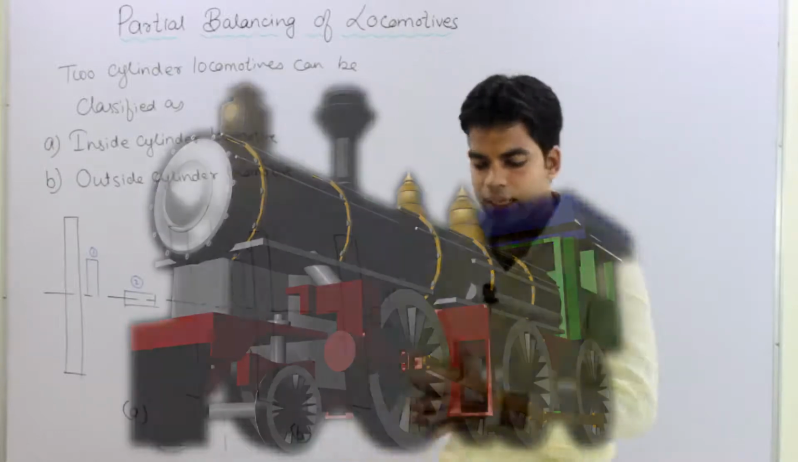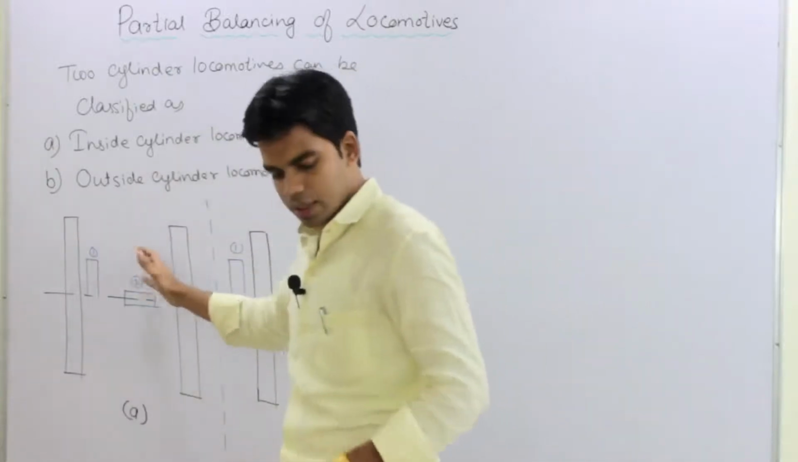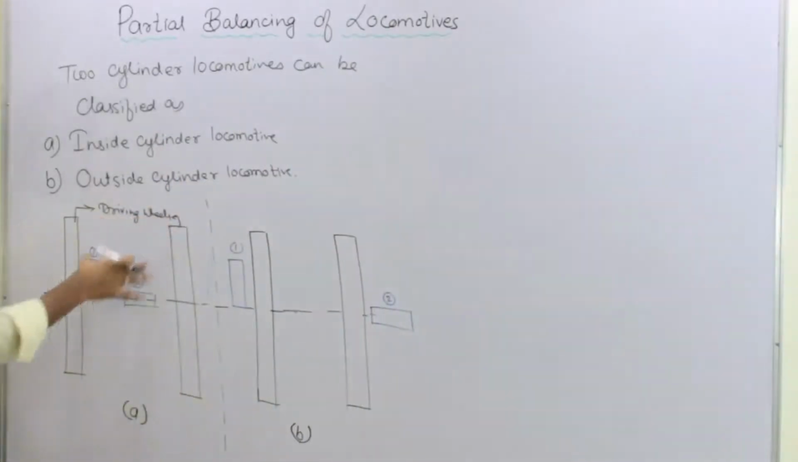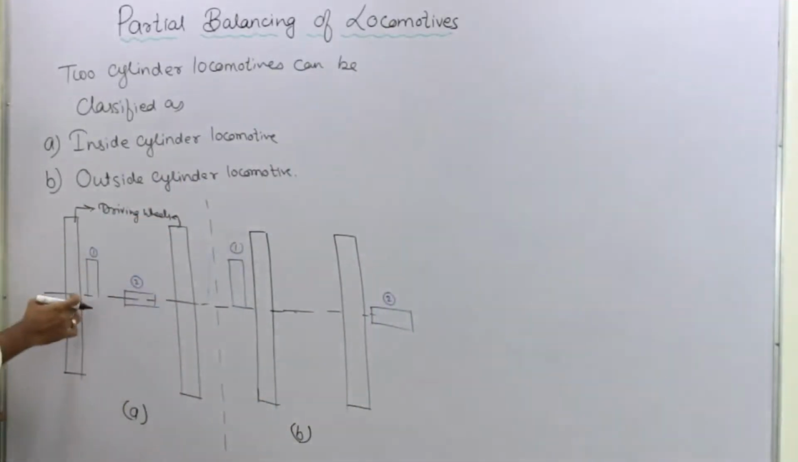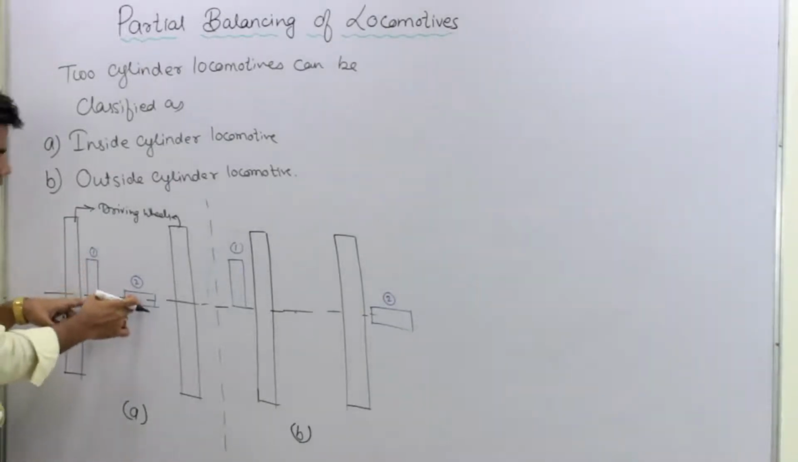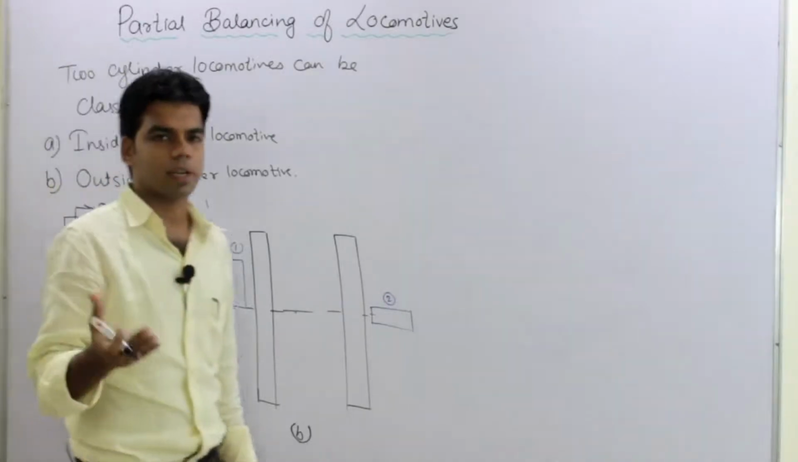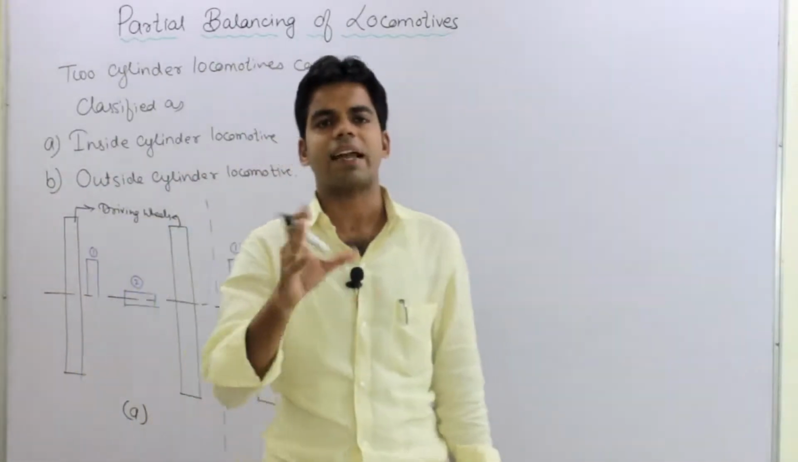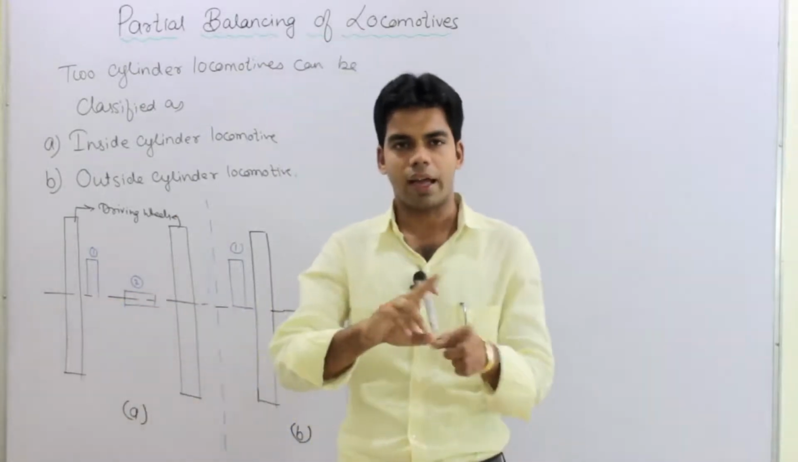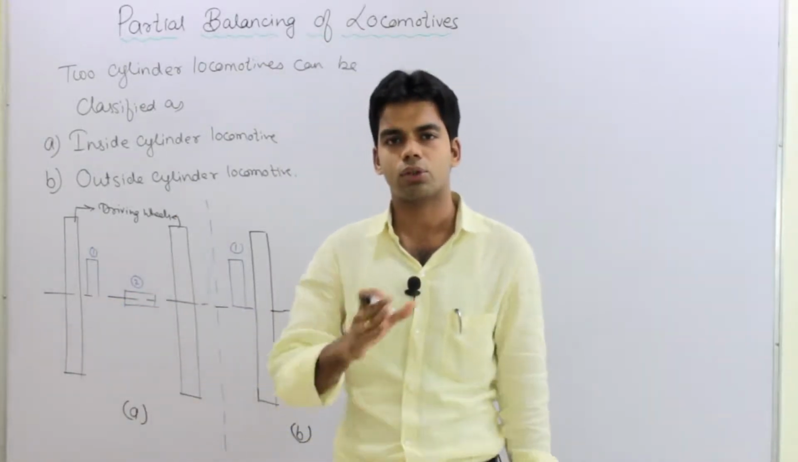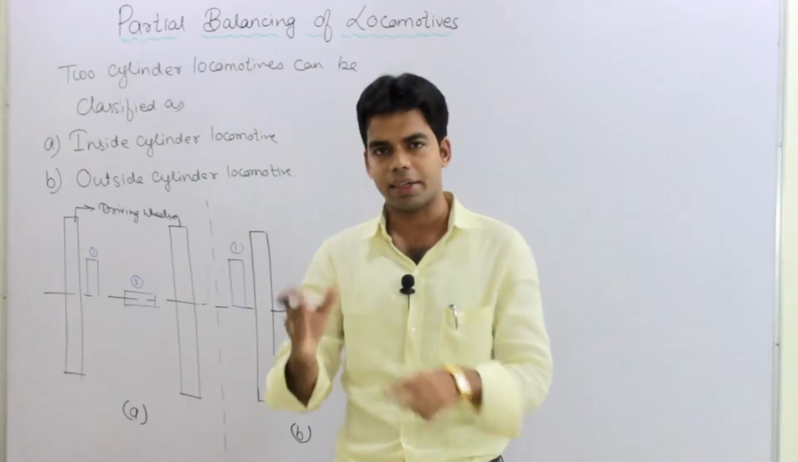Okay, now what are inside cylinder engines? So we have these driving wheels and these are the cylinders. The cylinders are placed inside the driving wheels. Now you might be thinking, why is this cylinder kept like this? This is not the cylinder, this is the position of the crank. The position of the cranks is at 90 degrees to each other. So this is the way to show the position of the cranks. The difference in angle between the two cranks of the two cylinders is 90 degrees.